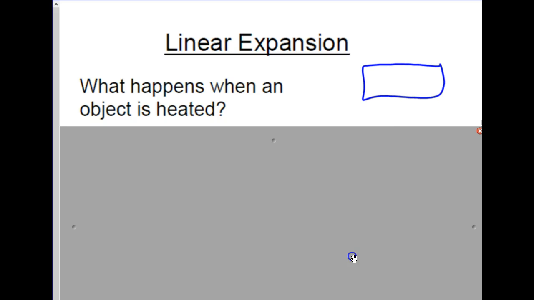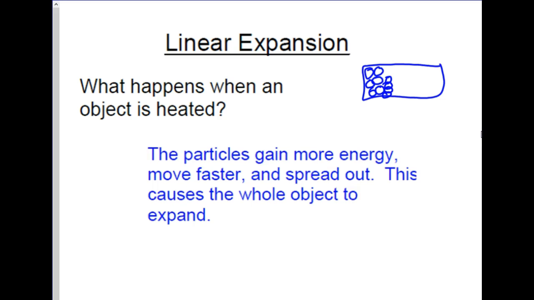So if you imagine a bar of steel, for example, made up of millions of particles, those particles start to heat up. What happens to their motion? They vibrate more. So they don't just move, they move faster. And if you start moving faster, you bump up against your neighbor a little bit more. You take more space. The particles gain more energy, move faster, and spread out, which is why the whole object will expand.